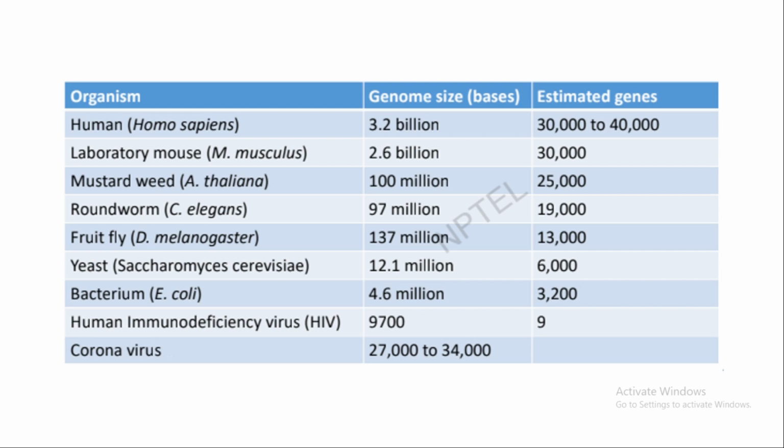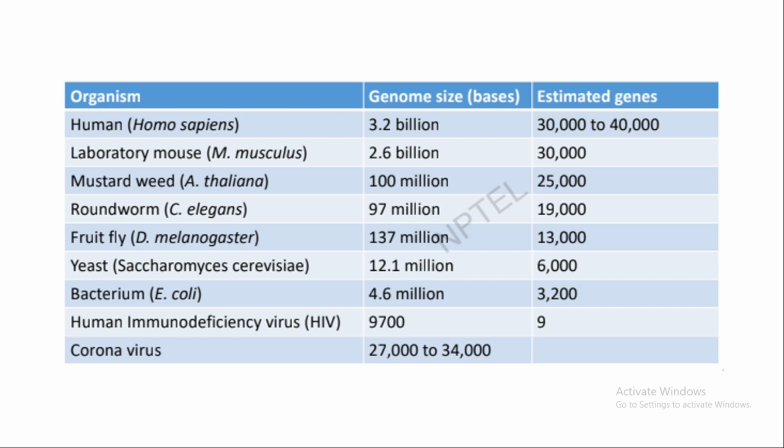So see, the smaller the organism, the higher the ratio of genome size to genes. Okay, the higher you go in this organism list, you will see that most of the sequences are not a part of any genes. Those are mostly regulatory sequences and different kinds of such sequences.